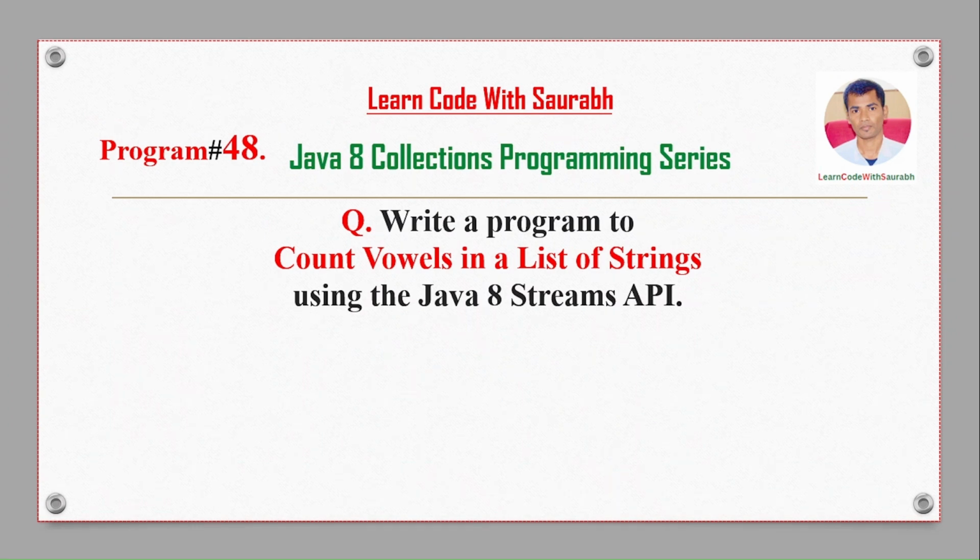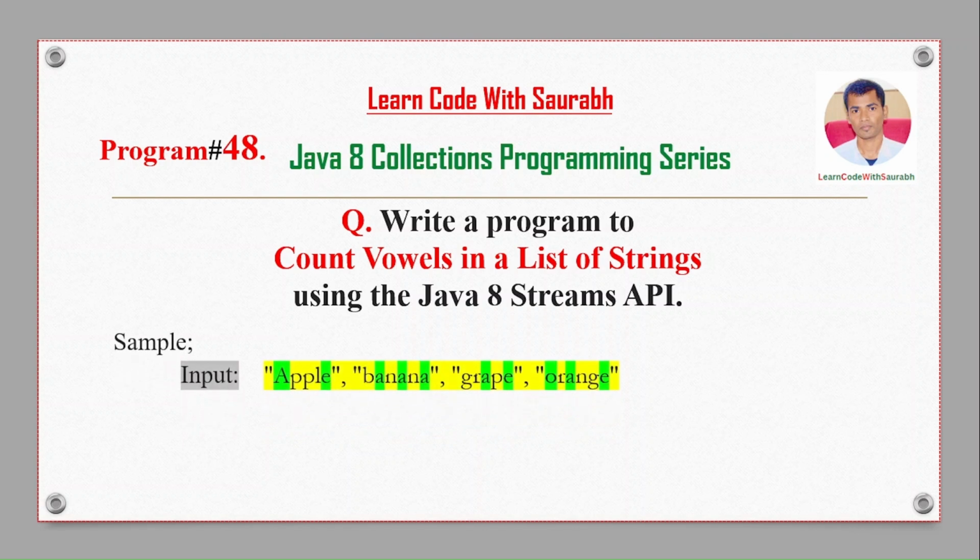Today I'm going to show a program to count the vowels in a list of strings using the Java 8 Stream API. For example, if we take some input like a list of strings: apple, banana, grape, orange. You can see that apple has 2 vowels, banana has 3 vowels, grape has 2 vowels, and orange has 3 vowels. If we count the total number of vowels, it comes to 10. So here we will get the output: total vowel equals 10.